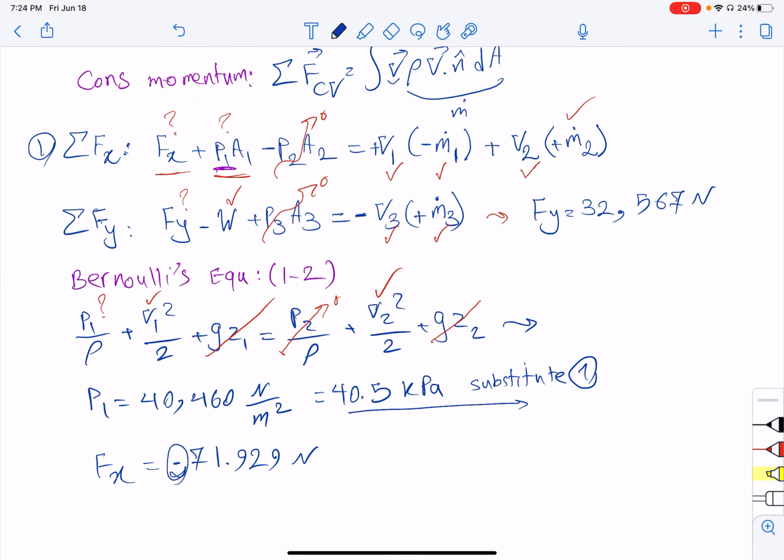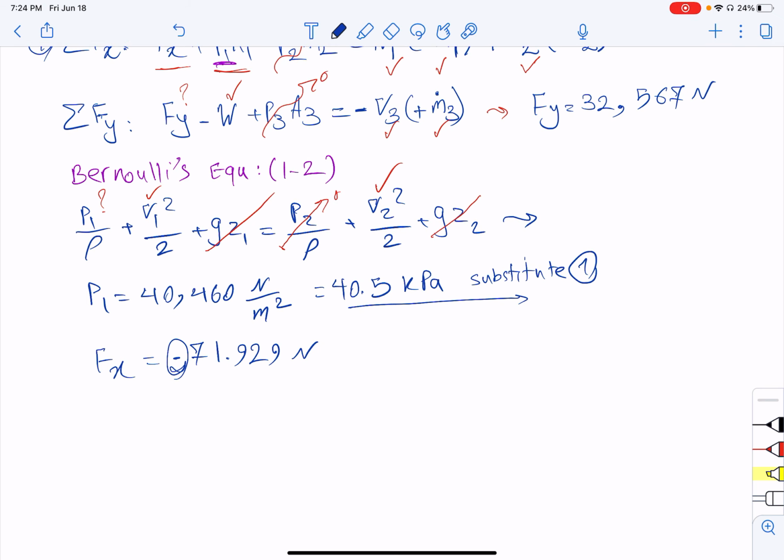Yes, that's it, I think, for this question. Oh, it wanted us to find the resultant force, not the anchoring force. So let's solve it for the resultant force. We know that the resultant force is equal to minus F of the CV, which means the forces on the CV, the anchoring forces. And this resultant force is the forces on the fluid.